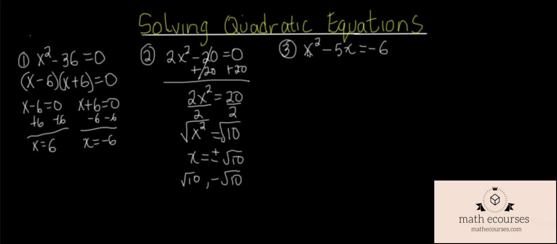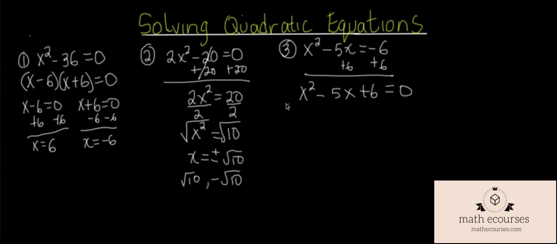For my third example, I have a trinomial. So the first thing you want to do is make it equal 0. So I'm going to move this negative 6 to this side by adding 6. So I have x squared minus 5x plus 6 equals 0. The reason I want to do that is I would like to factor it, and you can't factor unless it equals 0.